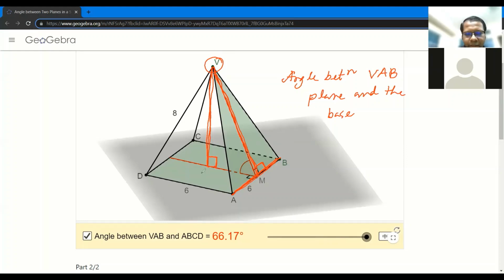Now in this triangle, say for example, this point is X. So in this triangle VXM, if you can find out the angle VMX, that will be the angle between the plane and the base. So that's what is being found out here. Okay, 66.17. Okay, so let's look at another example.